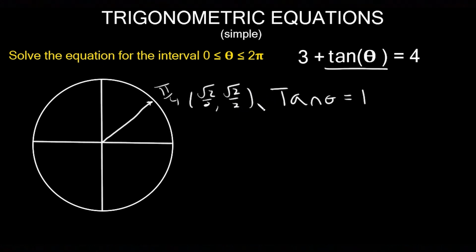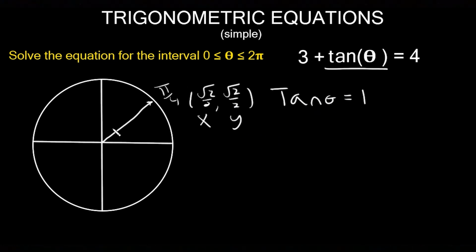And we know that tangent is sine over cosine, or in other words, y over x. So again, this is x, this is y. Well, whenever I divide something by itself, I get 1. So we know here that tangent theta equal to 1, the solution there is going to be pi over 4. But remember, we also have the third quadrant as well.